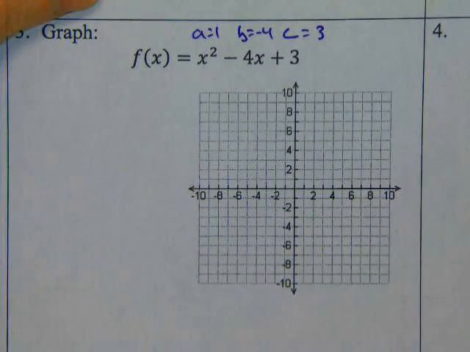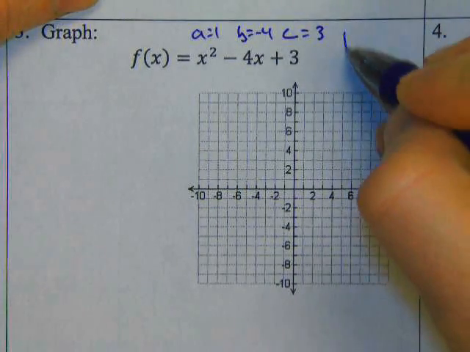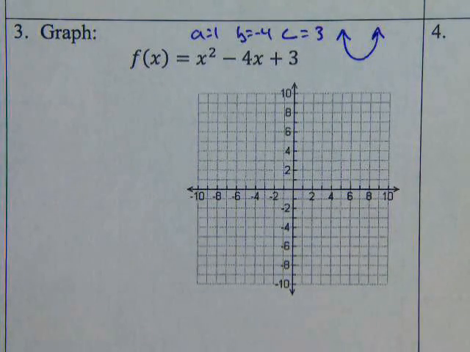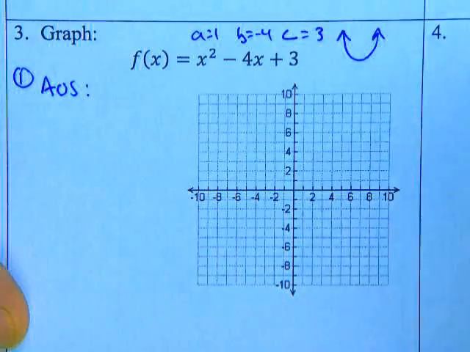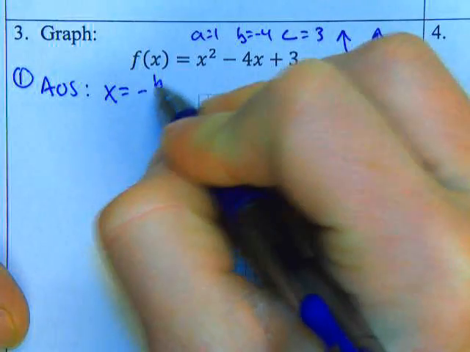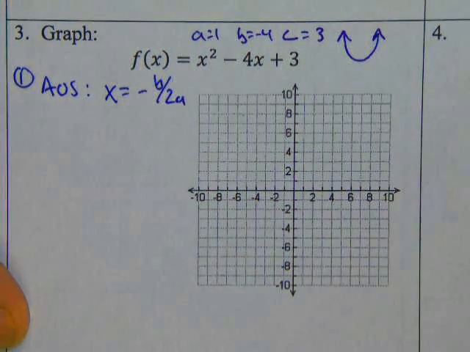Based on my notes, if A is greater than 0, it opens up, so I'm going to go ahead and sketch that, and if I get a sketch that doesn't look like that, then I know I'm in trouble. And then the first thing I do is dive into the axis of symmetry. The axis of symmetry equation, you remember, is x equals -b over 2a, and that's all in our little cheat sheet corner up in 2.